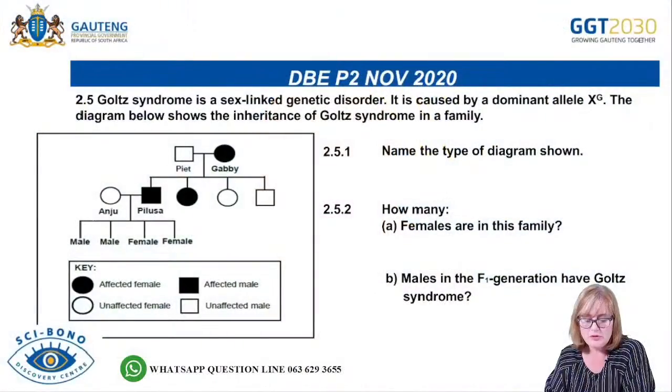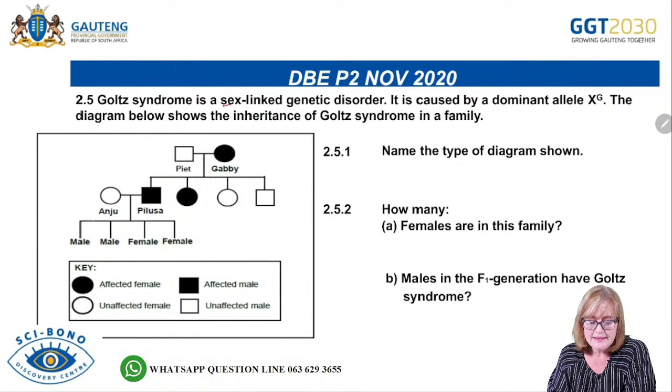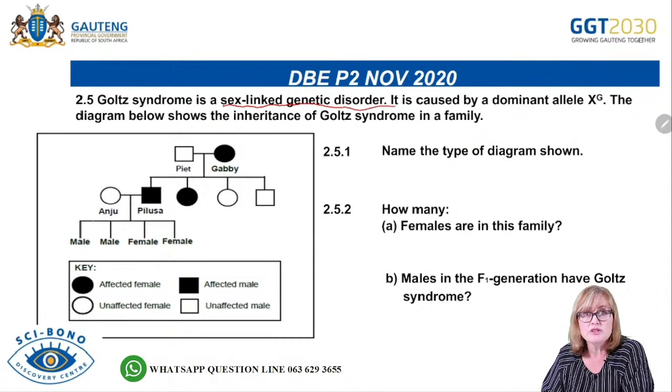Right, but let's have a look at how they would actually ask it in an exam situation. So we have got a question from paper 2, November 2020. And let's see what they ask. Gold syndrome is sex-linked. That's why I say always read the stem of the question, the top part. Don't skip it and just go there because you won't know what's going on. They are telling you this one is sex-linked.